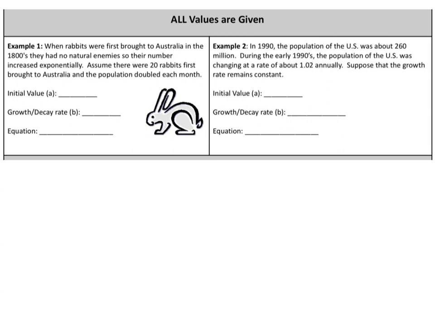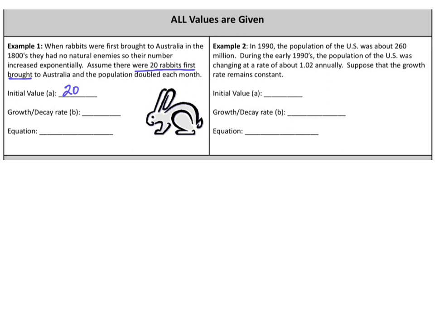Assume there were 20 rabbits first brought to Australia, and the population doubled each month. Well, first of all, what's the initial value? Well, there were 20 rabbits first brought. That's what we started with. That's our starting amount.